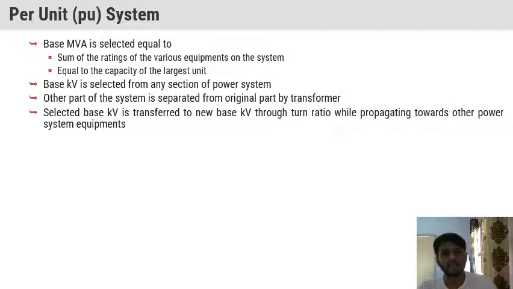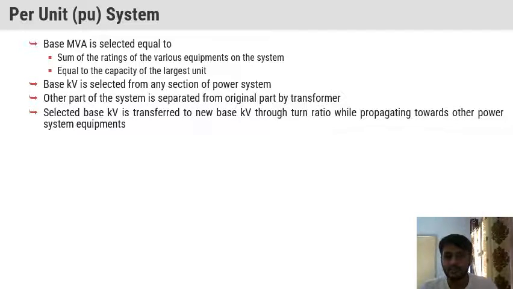So base MVA is selected. How can we select the base value? Base MVA is selected equal to the sum of the ratings of various equipment on a system, or equal to the capacity of the largest unit. So while choosing the MVA value, keep in mind that you choose either the sum of the ratings of various equipment, or you can choose the largest unit value as the MVA base.